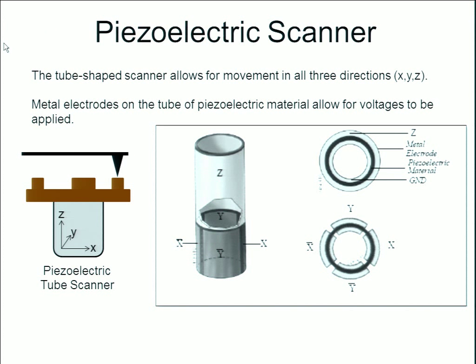The tool operates using tube scanners. These allow for movement in all 3 directions. We need the X and the Y for rastering, of course, and we need Z movement in order to maintain that constant contact or constant cantilever deflection. Metal electrodes on the tube of the material allow for voltages to be applied.